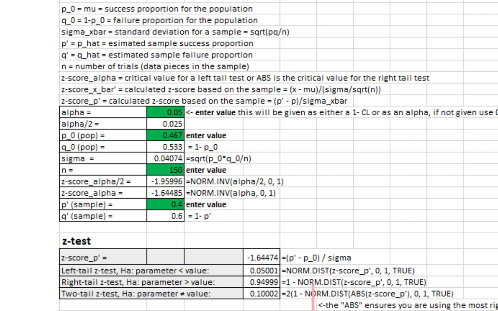Again, here's all my cell numbers. And of course, don't forget the absolute value when you're doing the 1 minus norm.dist. So the two tail will need the absolute value of that z-score. The other ones will not.